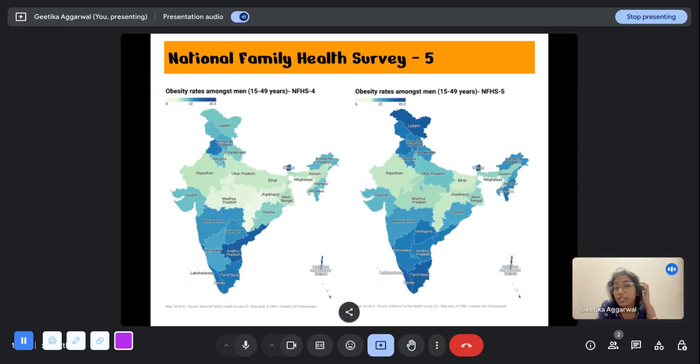When you look at obesity among men from 15 to 49 years, again you see that the number of obese men in India is increasing. So the population is also suffering from obesity, and awareness needs to be spread about these things, about anemia, about obesity, so that people can actually lead healthier lifestyles.